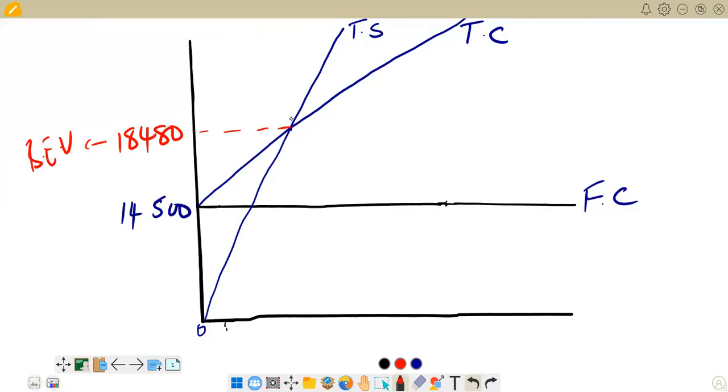Then you also have the break-even quantity. Break-even quantity is 154, and it's shown on the horizontal axis here. So the 154 will be somewhere here. So we are going to go down with our break-even point to here. So this one will represent 154 as our break-even quantity.